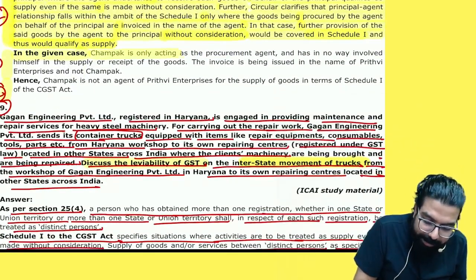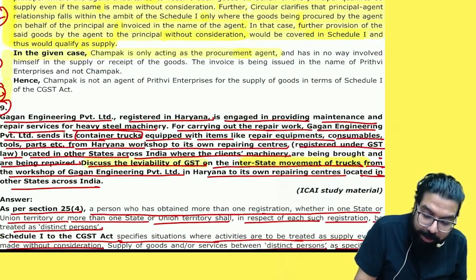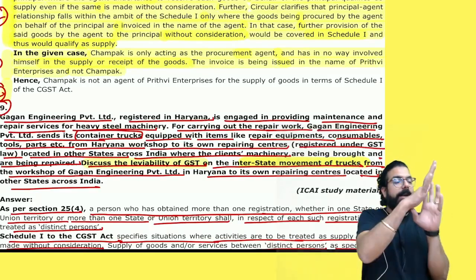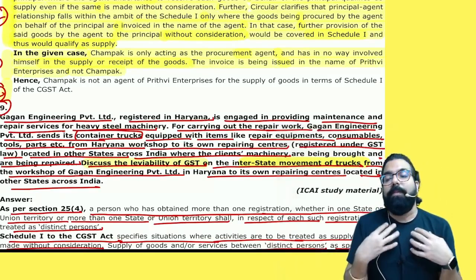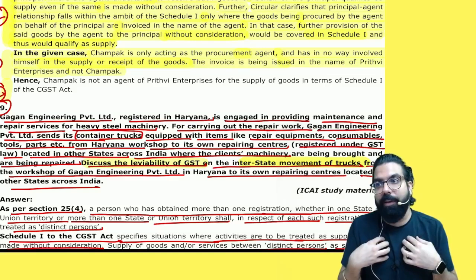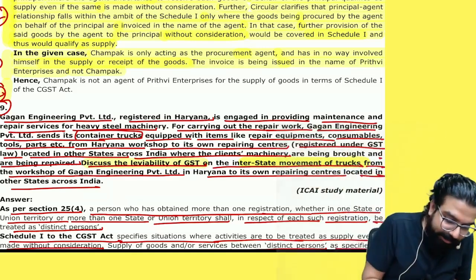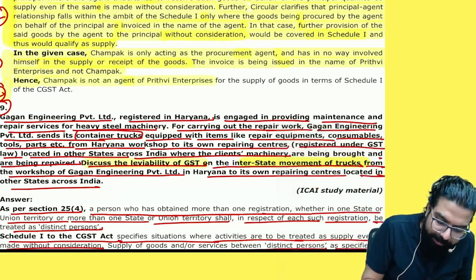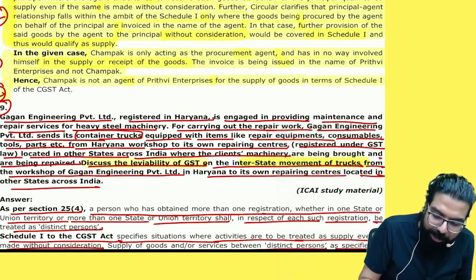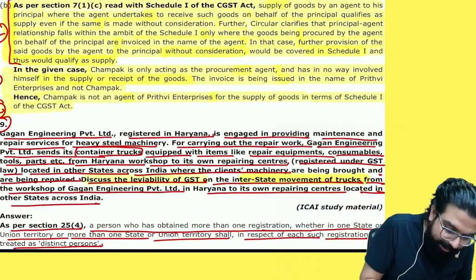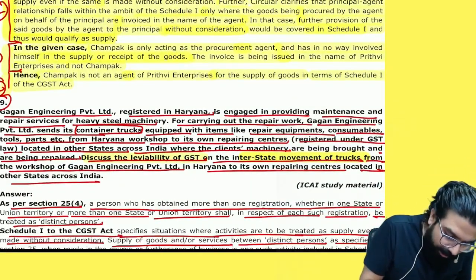Next, Champak is only acting as a procurement agent and has in no way involved himself in the supply or receipt. The invoice is being issued in the name of Prithvi and not Champak. People, Champak over here, he is not taking the invoice in his name. Invoice is directly in the name of the principal, and hence Champak is not an agent for the supply of goods in terms of Schedule 1. People, is this the law? Is this the observation? Is this the conclusion?